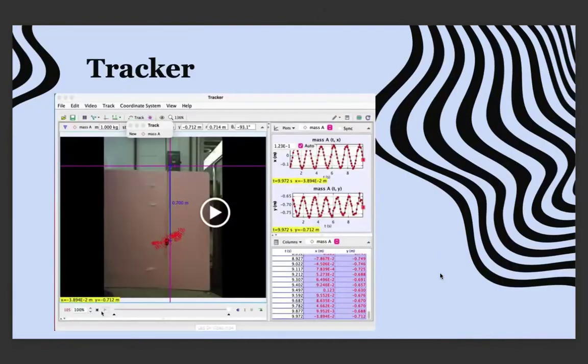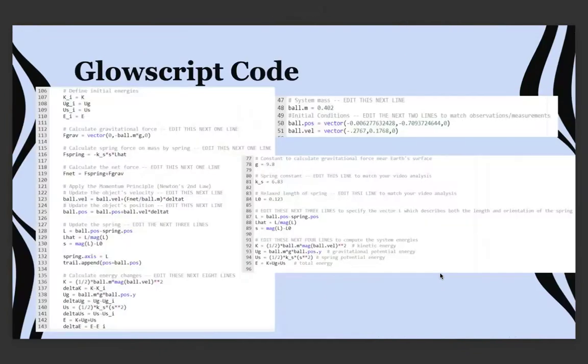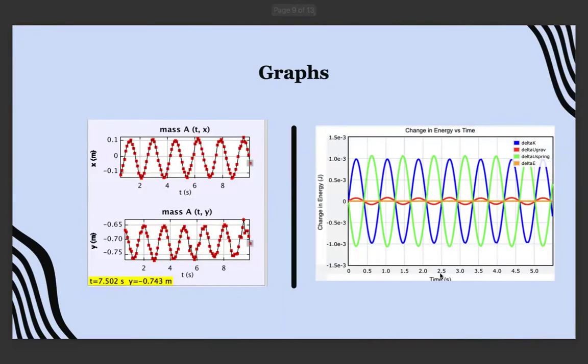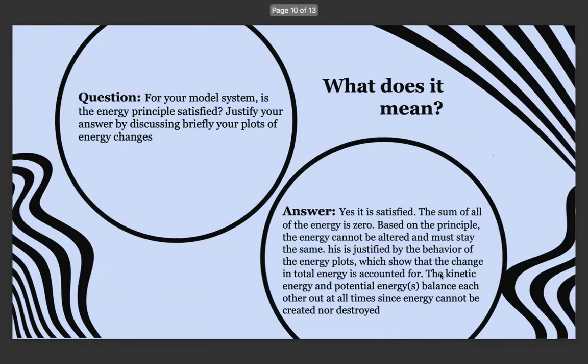So here's my Tracker using the video that we were given from the lab. And then here's just an overview of my GlowScript code using some of the constants that we were given and some of the equations that I showed before. Here are my graphs that I got from GlowScript as well on the left.